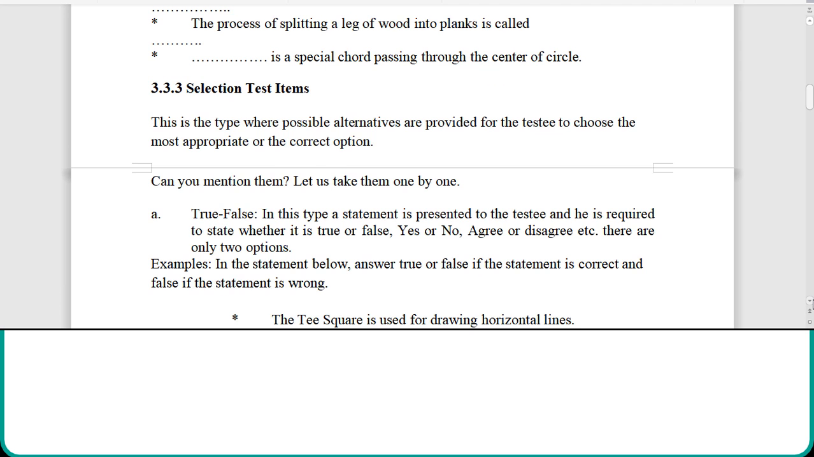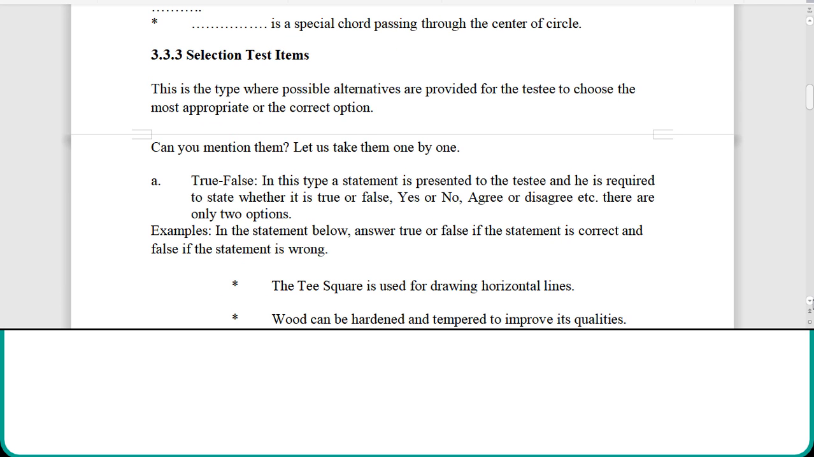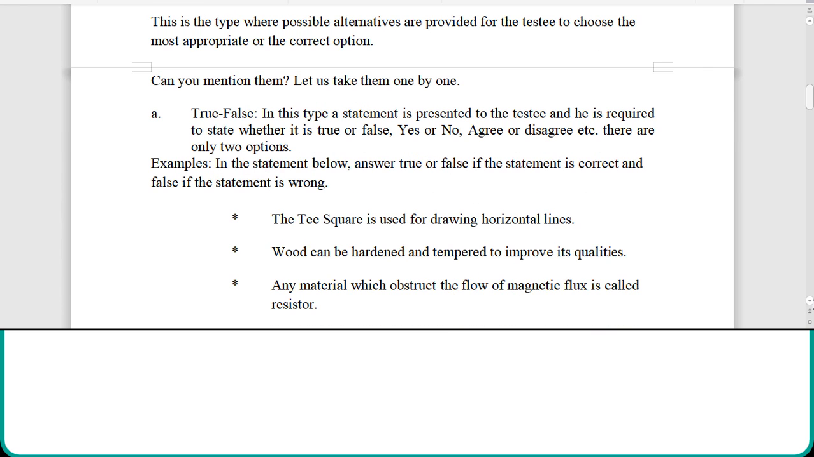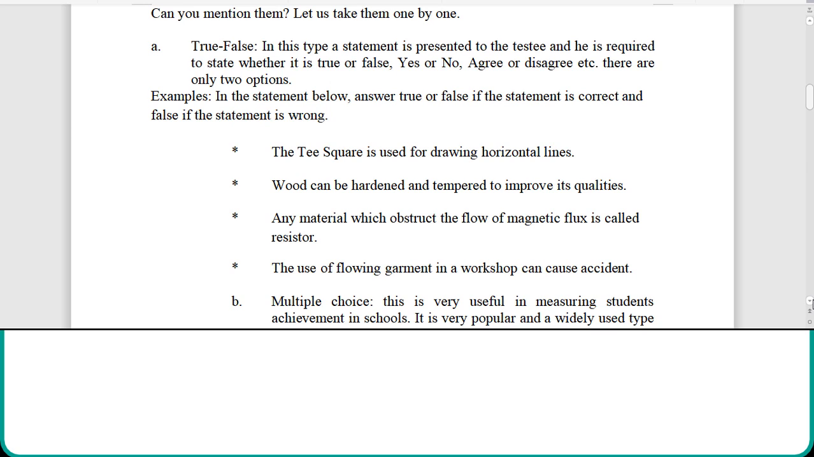The third type of objective tests are selection test items. This is the type where possible alternatives are provided for the testee to choose the most appropriate or the correct option. Can you mention them? Let us take them one by one. Number 1, true or false. This is the type where a statement is presented to the testee and he is required to state whether it is true or false, yes or no, agree or disagree, etc.